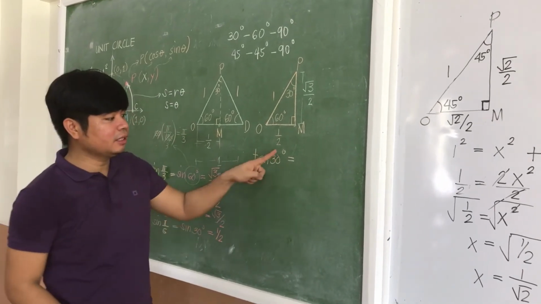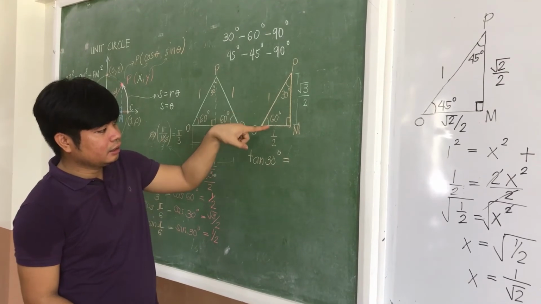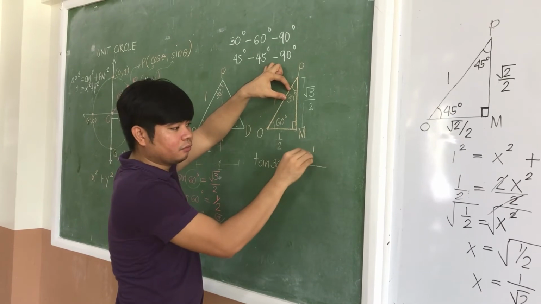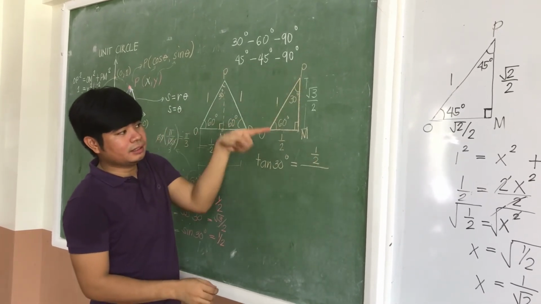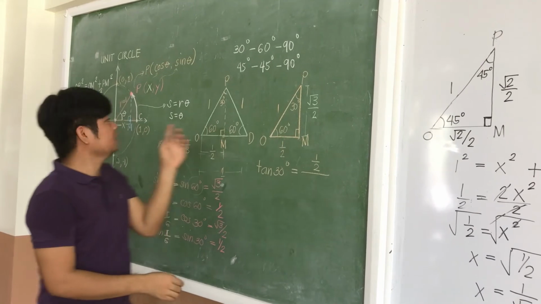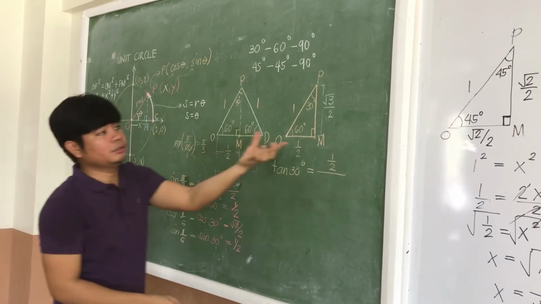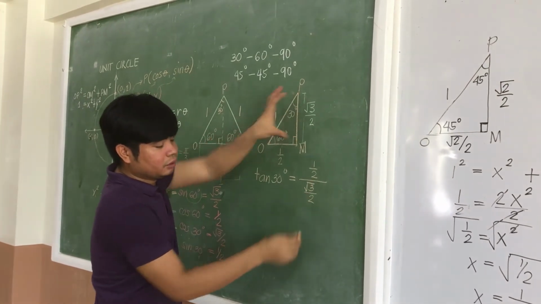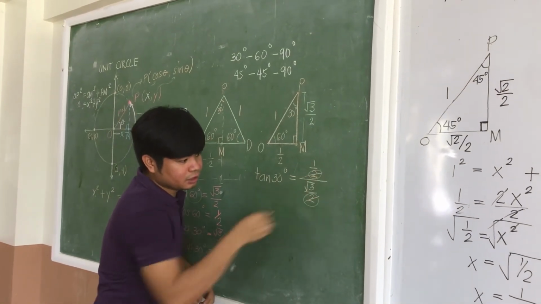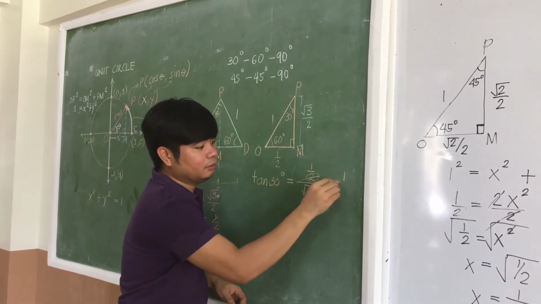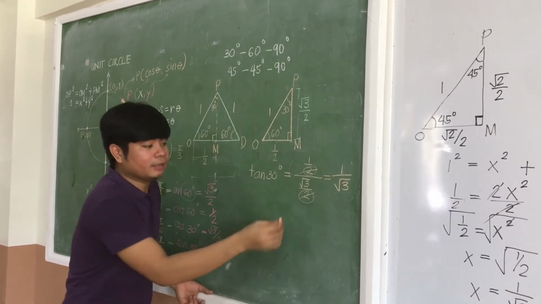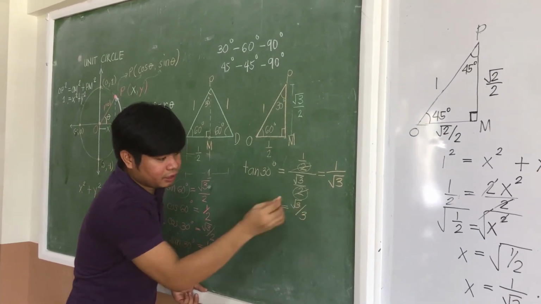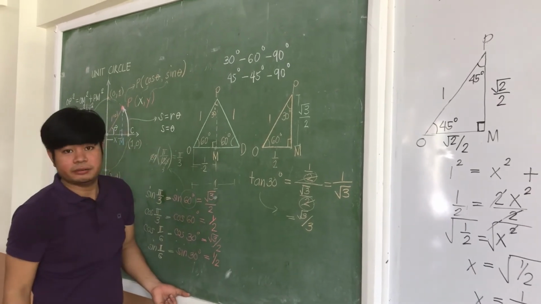Now tangent 30 degrees, looking here, with 30 degrees as the reference, the opposite is 1/2. So that is the representation of y in the illustration here. The adjacent side is square root of 3 over 2. Since you observe 2 and 2 here, you can just cancel them out. And that is 1 over square root of 3. Rationalizing that will give you square root of 3 over 3. And that is tangent 30 degrees.